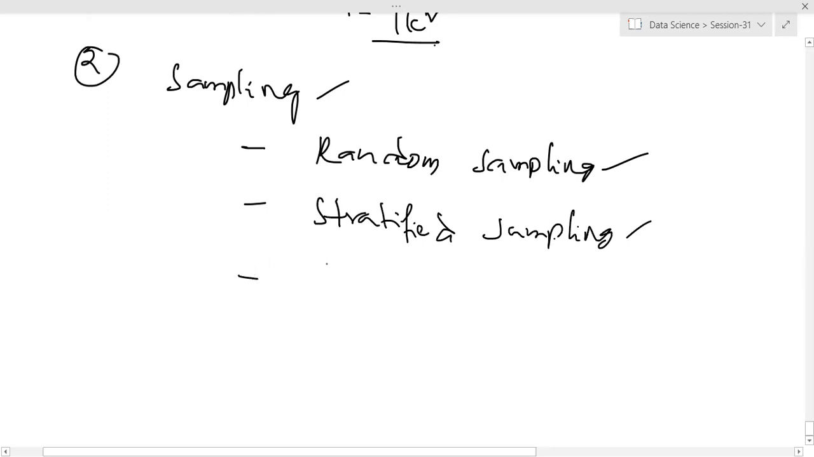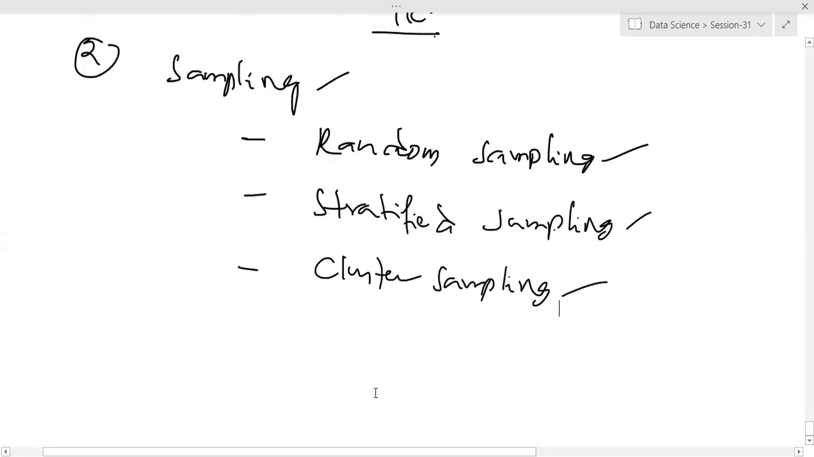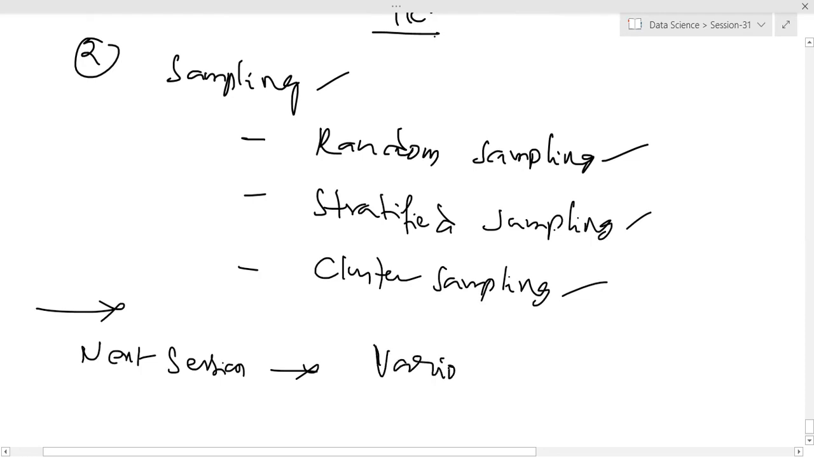What is the third one, friends? Just now we completed cluster sampling. If you do not have any clue about the population, but you want to study the behavior of groups already there, and those groups are formed naturally, then you can bank on cluster sampling. Okay, now I am going to discuss in the next session, friends, as we are nearing the machine learning journey: various statistical tests.